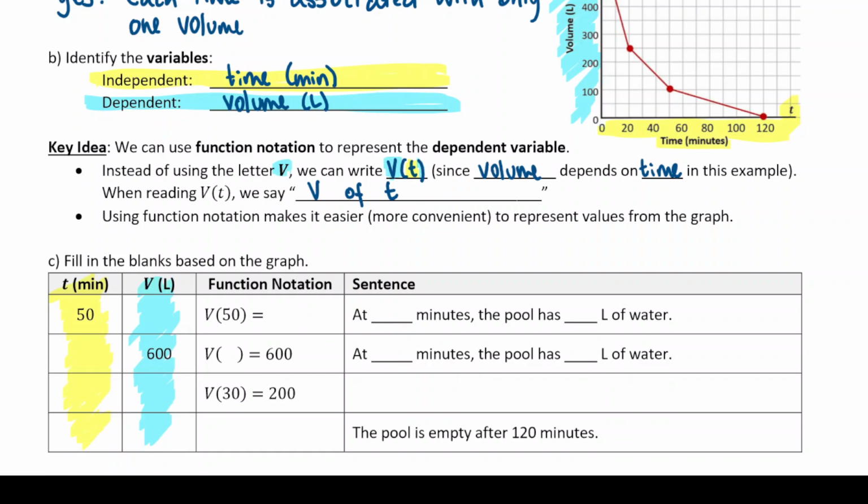It says 50 minutes. Okay, so let's go to our graph. I'm going to go to 50 minutes. This is right here between 40 and 60. I go up, I see that that point is associated with 100 liters of water. So the way we would write this in function notation is we would say the volume of water when the input is 50 minutes, at 50 minutes, is 100.